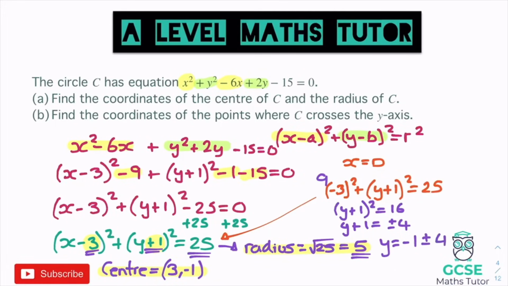And that will give us two values, because you could have negative 1 add 4, so y could equal 3, or we could have negative 1 take away 4, which would equal negative 5. So we've got 3 or negative 5 in terms of where it crosses the y-axis. They are the two coordinates there. So obviously you could draw a more accurate sketch now you know where it crosses through the y-axis. But there we go, that's how we go about solving these two parts of the question.